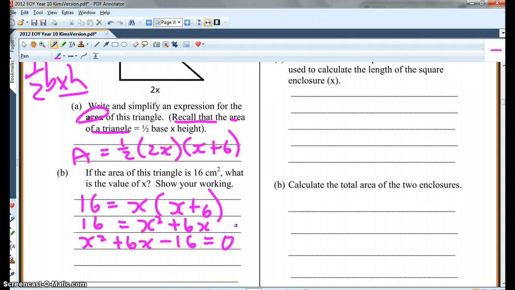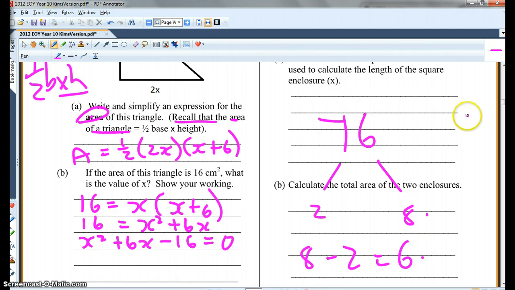Okay, so now, how are we going to find those? We're looking for two numbers that multiply to 16. So 16 is 2 times 8, and 8 minus 2 equals 6. So negative 16 is going to be negative 2. So I'm going to try x minus 2, x plus 8 equals 0. I'm going to check it, expanding, x squared plus 8x minus 2x minus 16, so that's cool.